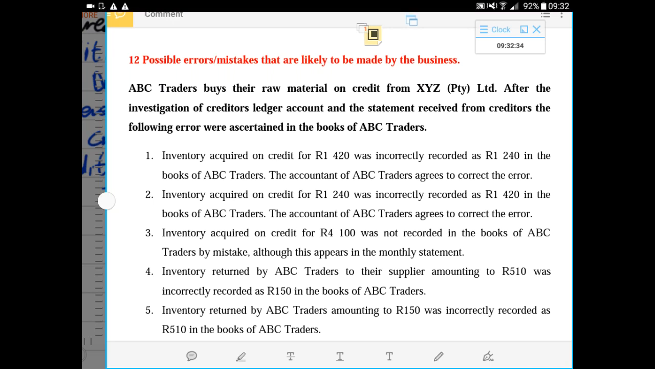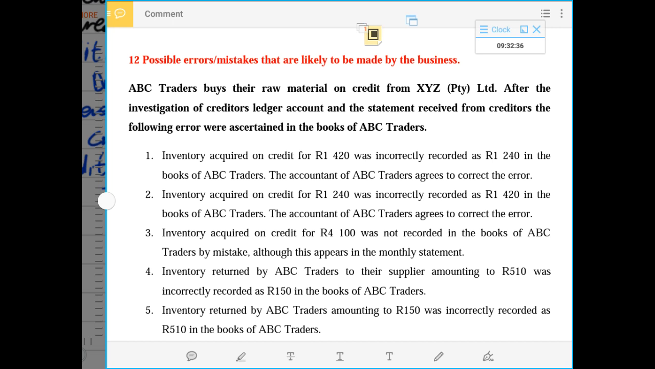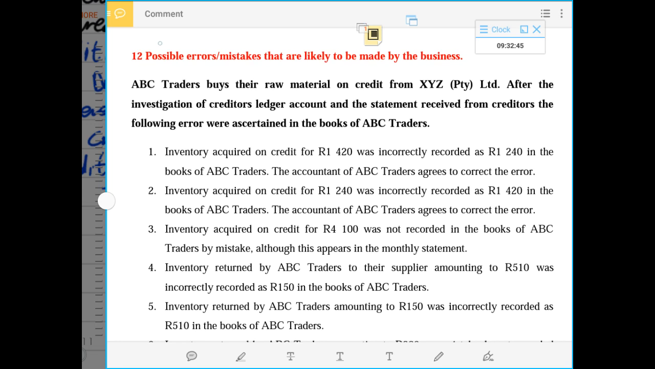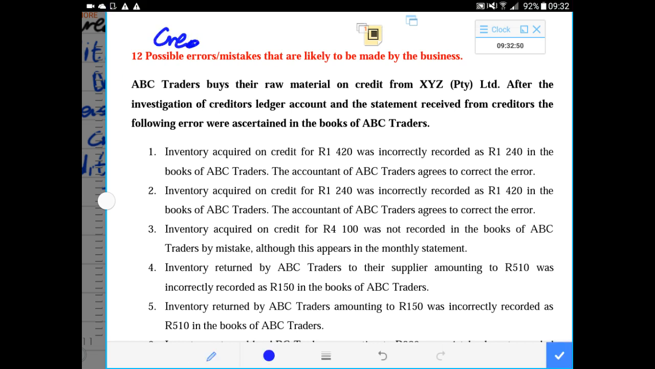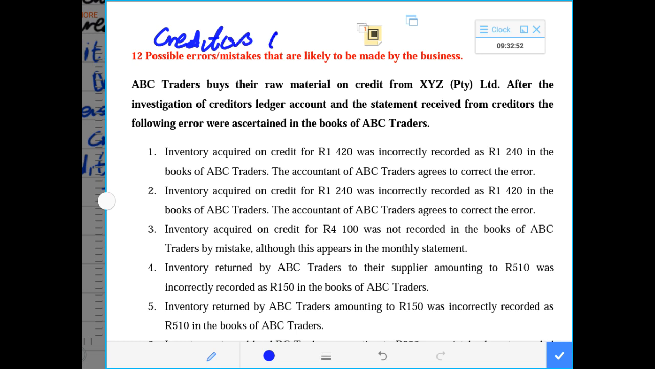Good day, students. I come again to record another video on the creditors control journal entries. This is based on creditors control, and what I will be looking at is to correct the mistakes that can be made in the books of our business when we buy inventory, return inventory, are given a discount, and we pay our creditor.